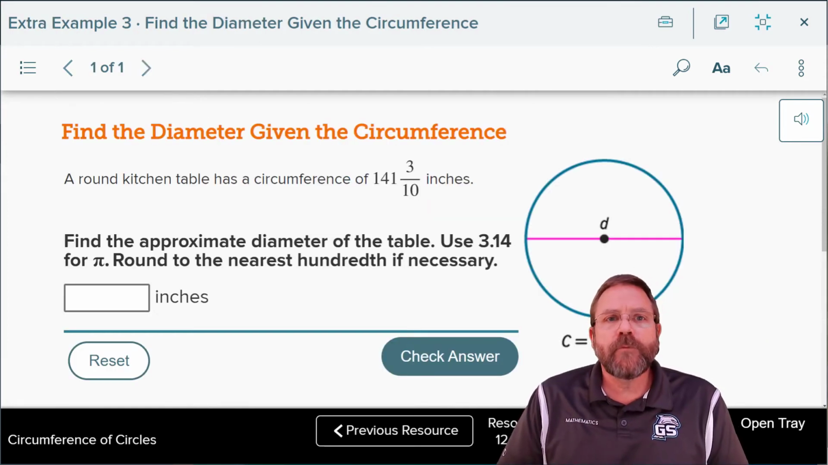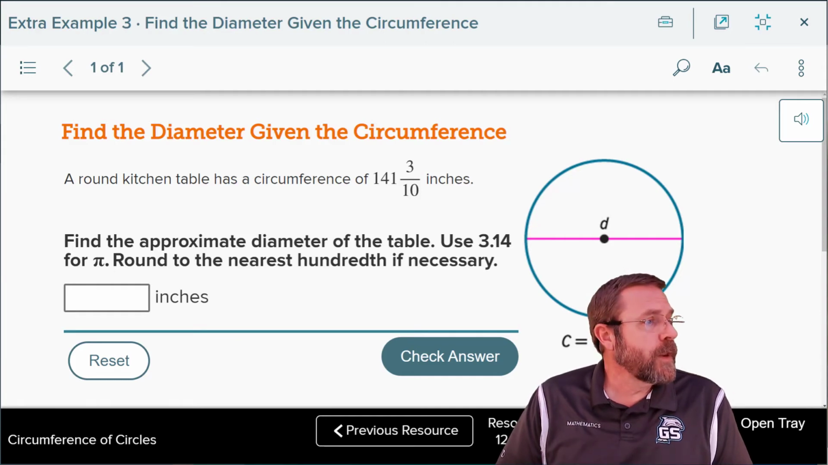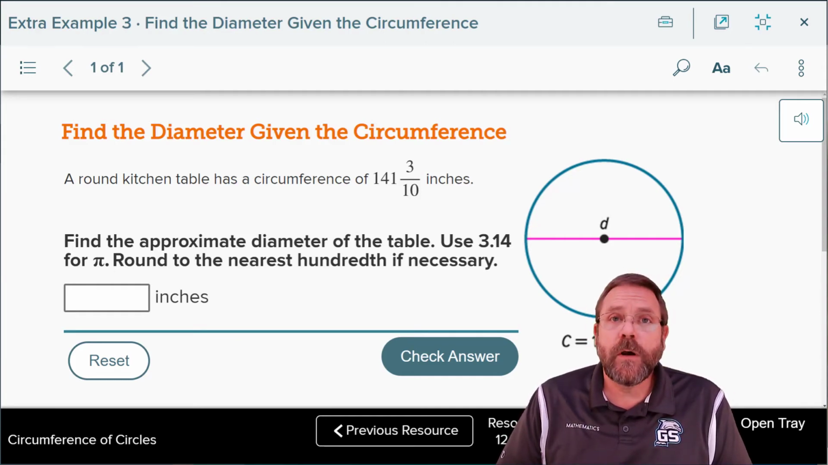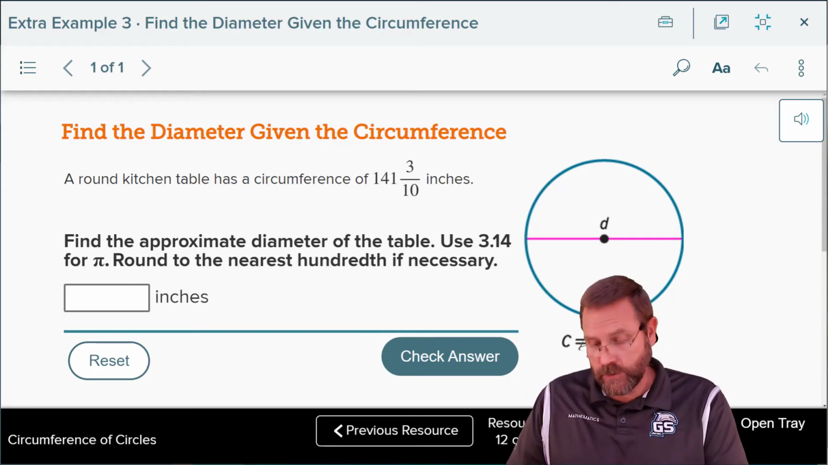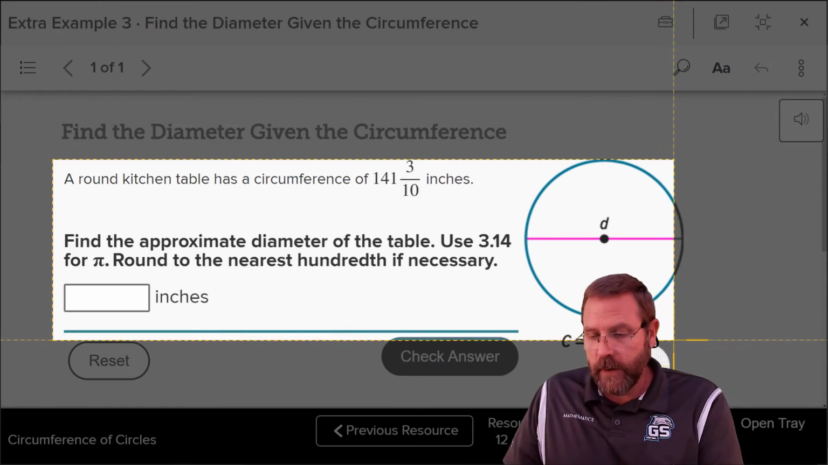Now it's going to be time for you to do extra example 3, but I'm not going to make you do it on your own because, quite frankly, this one's going to be pretty brutal. They've given us a round kitchen table that has a circumference of 141 3/10 inches, and they want to know what the approximate diameter is going to be rounded to the nearest hundredth. So let me take a screenshot of that and get it set up, and we will get back together in a second.